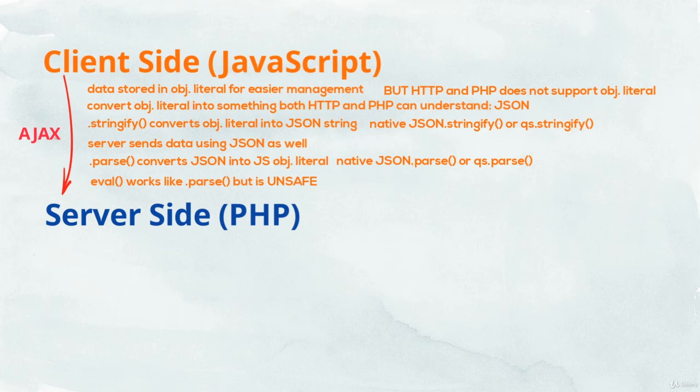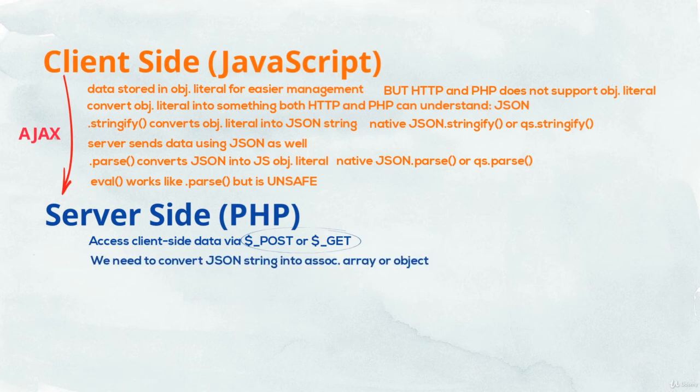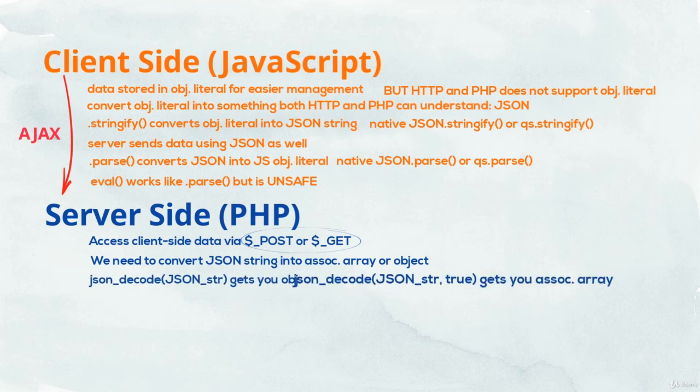Next, let's go to the server side. At the PHP side, we can access client-side data from the global variable get or post. At this moment, every info is buried in the JSON string as characters. Retrieving those info is very difficult. We need to convert JSON string to its PHP equivalency, associative array or object. JSON_decode can help us do the conversion. By default, JSON_decode will convert a JSON string into an object. But if you want an associative array, you set its second argument value to true.